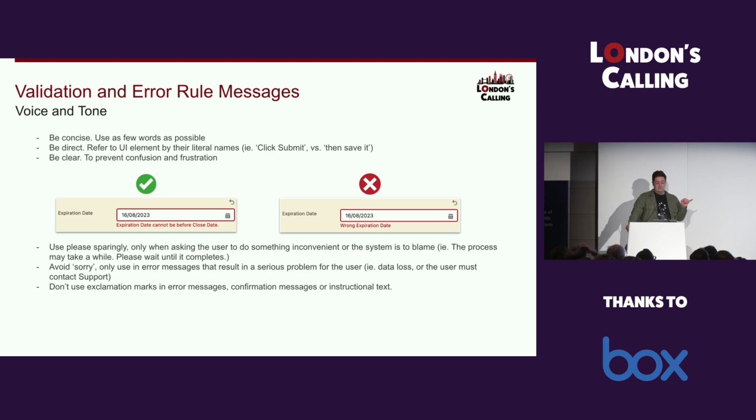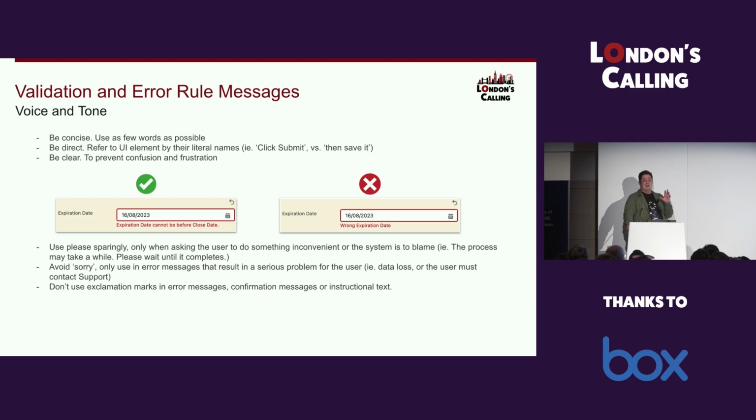I've got a validation rule error message there, which says expiration date cannot be before close date. You instantly know what I mean. What my wrong one says is, wrong expiration date. Okay, what do I need to do next? So your user is going to sit there for a minute and a half thinking, I hate Salesforce. It's just these little things that sometimes we don't really think about. But if we go back to basics on how you convey information, users are going to say, I love Salesforce. Because if they spend that minute and a half, they're going to remember that, and they're going to say, nah, it's not for me.